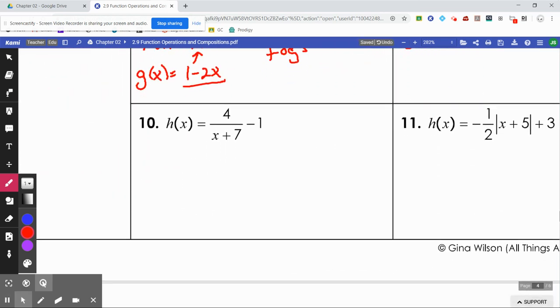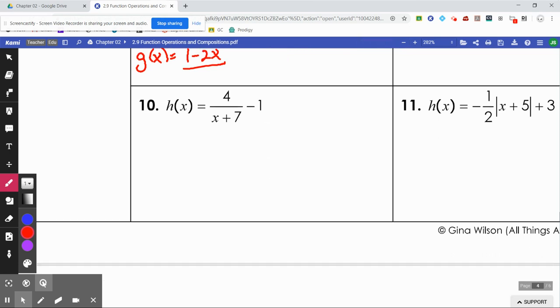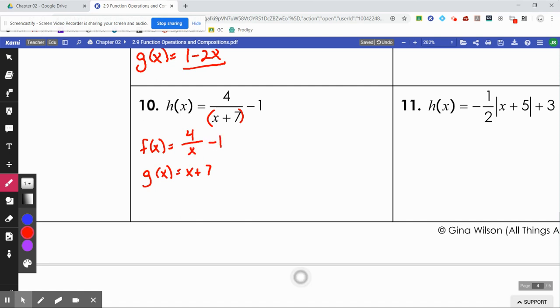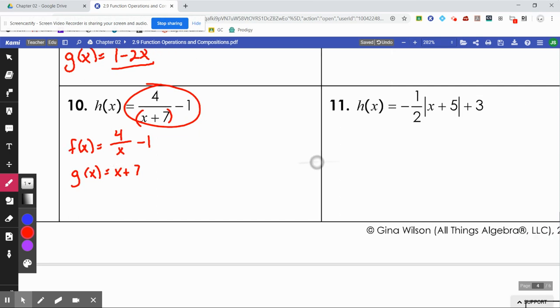Next one. And there's multiple ways to work these. I could let this be my stuff that got plugged in. So we could let our g of x be x plus 7 just to keep it simple. And we could say, well, then what did you plug it into? Well, instead of 4 over x plus 7, if you put 4 over x minus 1, if you put x plus 7 right there, then you would get this stuff. So that would be your f and g that you composed.